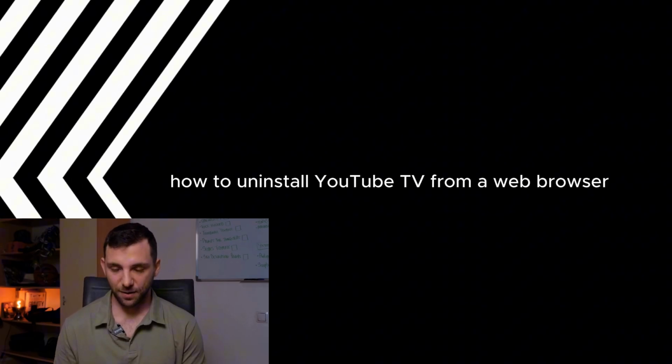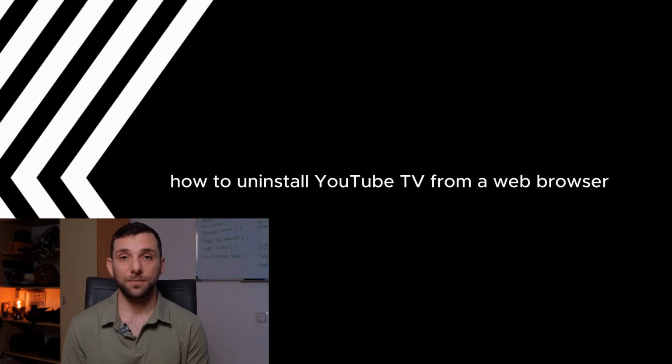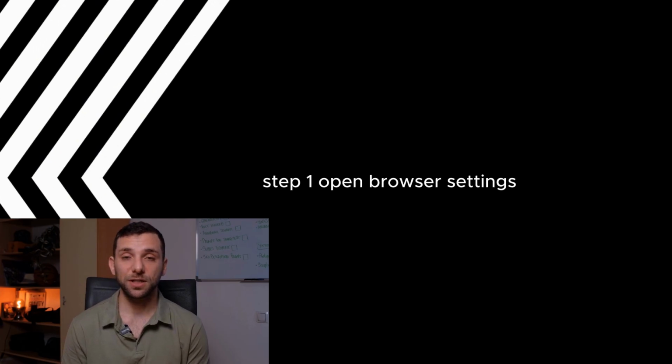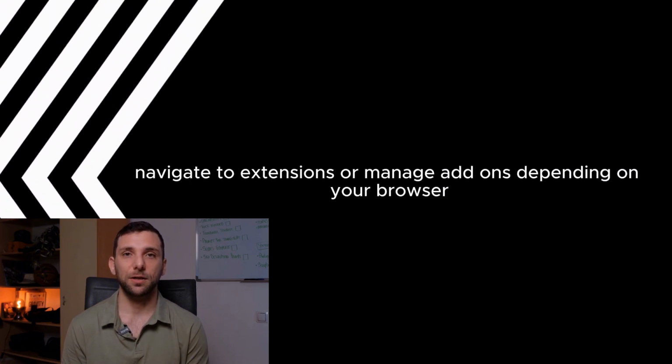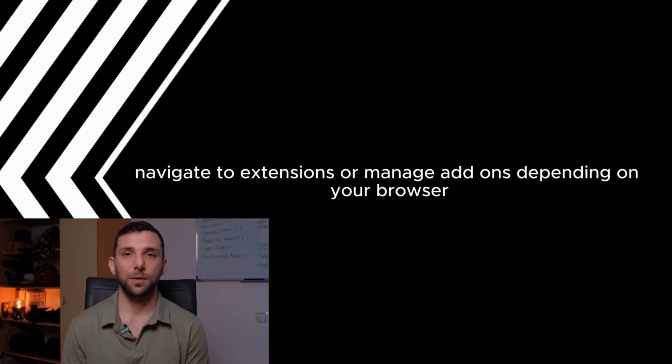4. How to uninstall YouTube TV from a web browser. Step 1. Open Browser Settings. Launch your web browser and click on the Settings icon. Step 2. Manage Extensions. Navigate to Extensions or Manage Add-ons, depending on your browser.